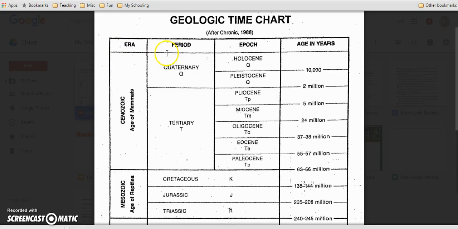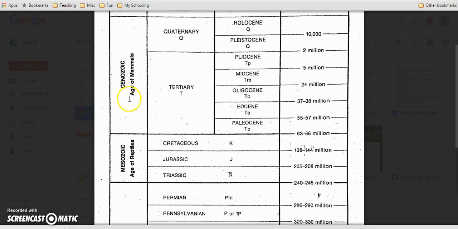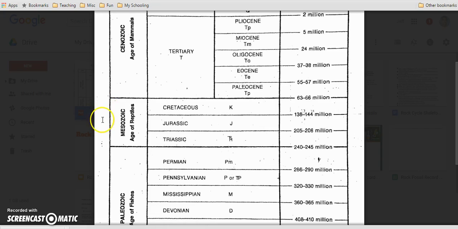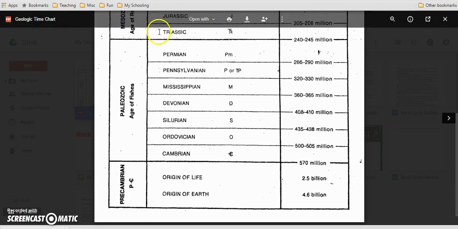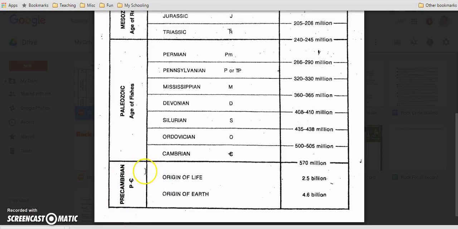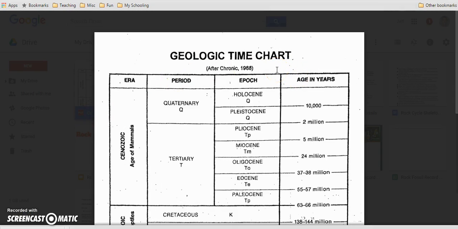We have eras split into periods, split into epochs. We have our major eras, which are the Cenozoic, age of the mammals, one we currently live in. Mesozoic, age of reptiles, although there were mammals and birds at that time. Paleozoic, age of fish and marine life. Precambrian is when life just barely started, single-celled organisms, really basic life. That's the geologic time chart in a very basic introduction.